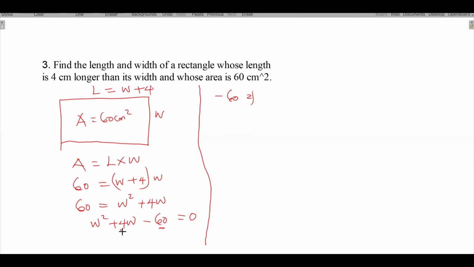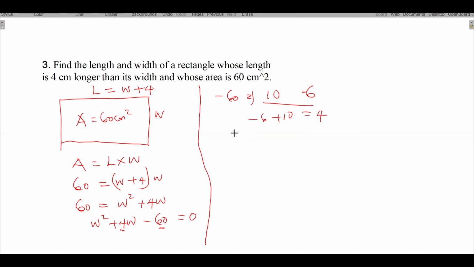Now, we're using this as an indicator. What is the factor of 60 that can give us 4 by adding? So we say 6 and 10. 10 and 6 will give us 60. But we need minus 60 and I need plus 4 here. So if we take minus 6 times 10, it will give me minus 60. And minus 6 plus 10 will give me 4. So the two factors are 10 and minus 6.